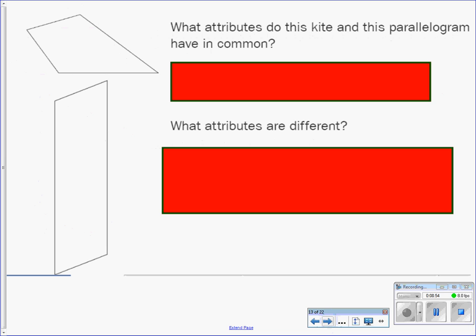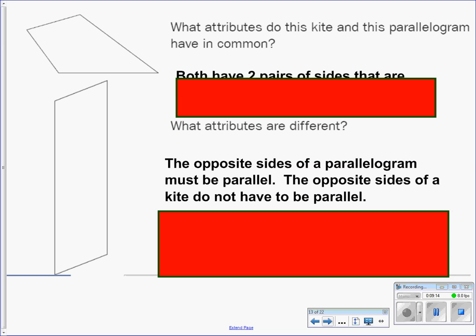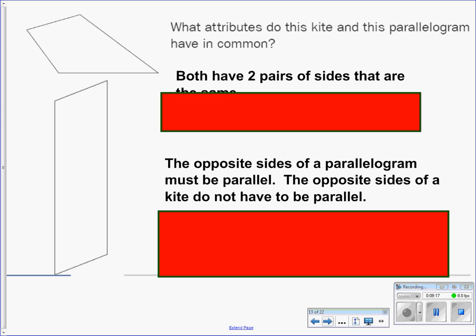What attributes does this kite and parallelogram have in common? Once again, if you want to pause the video for a few minutes and think about it, when you're ready, come back. Okay, they both have 2 pairs of sides that are the same. And how they're different is the opposite sides of a parallelogram must be parallel, but the opposite sides of kites do not have to be parallel. Okay, these would be your opposite sides of a kite, and as you can tell, they are not parallel. Same here, not parallel.